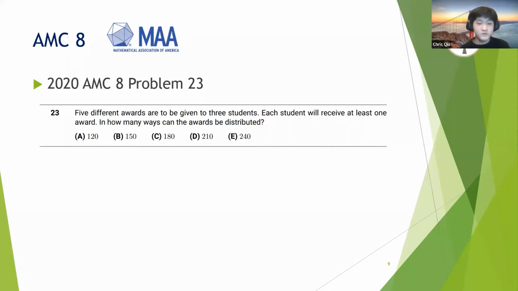So this is problem 23. 5 different awards are to be given to 3 students. Each student will receive at least 1 award. We want to find the total number of ways the awards can be distributed.